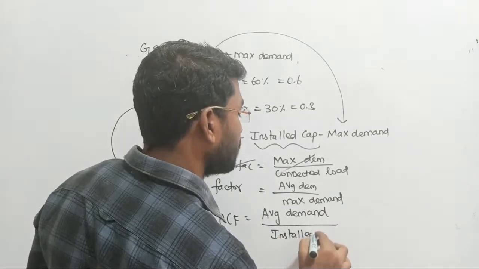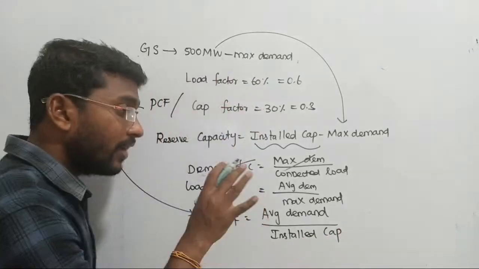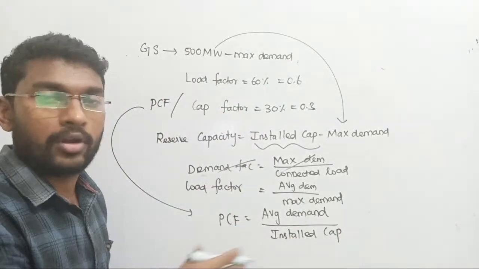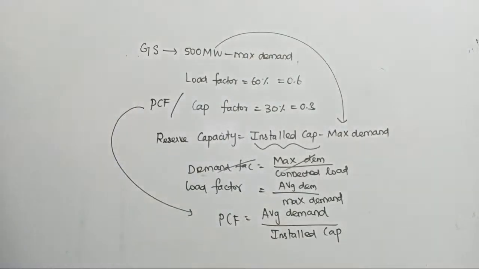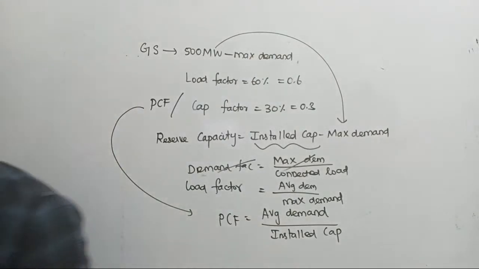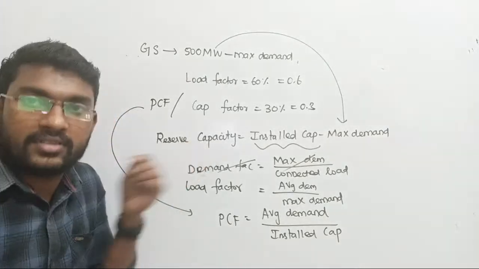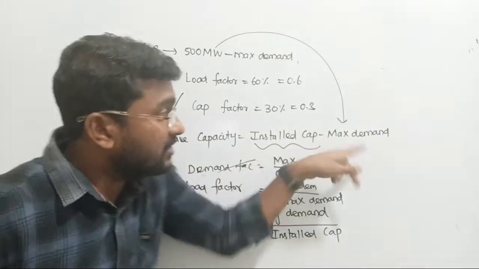Installed capacity. Write the formula first. Once you write the formula, you will get the idea. After you finish, compare it with the data given, and you will definitely get the idea. Now look at the question. Looking at the given data, what do I know? Reserve capacity is what? The formula is installed capacity minus maximum demand.